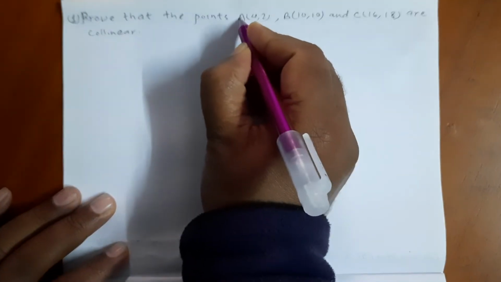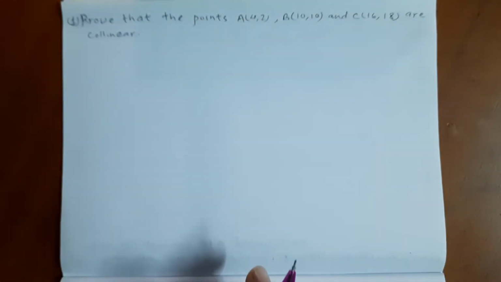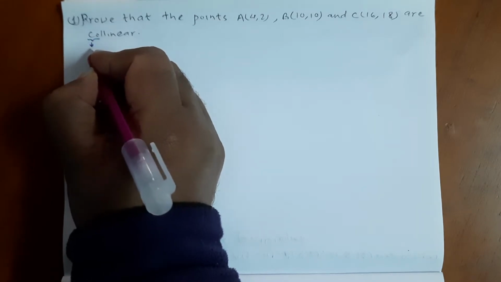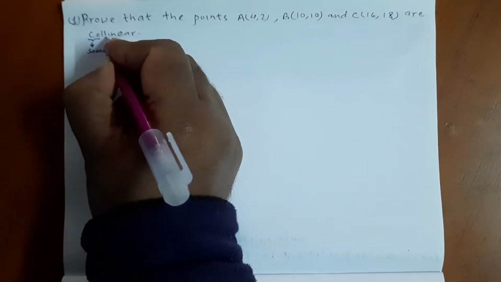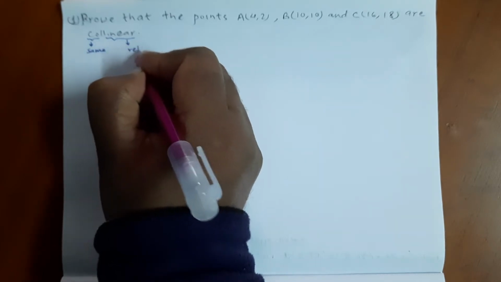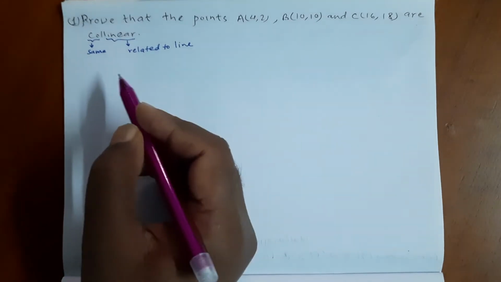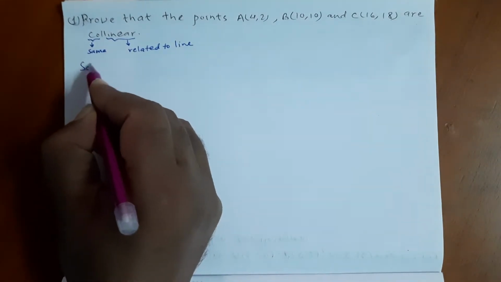Here we have to prove the given 3 points to be collinear. Here "co" means same, and "linear" means related to line. So collinear means lying on the same line. In this way we can split the word and find its meaning. Wherever the word "co" comes, its meaning will be the same. Now look at the solution to this question.